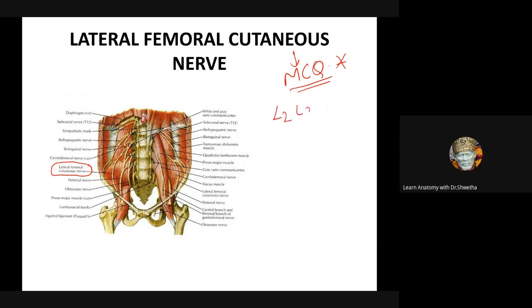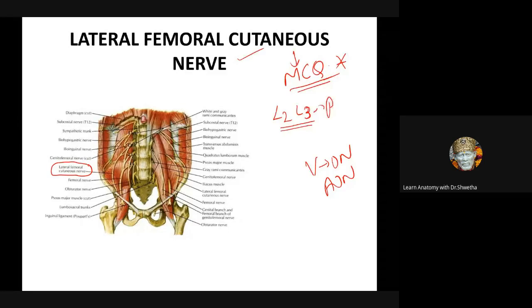Excellent. Students, don't get confused. It is the posterior division of L2 and L3 that will form the lateral femoral cutaneous nerve. Now, this is an MCQ question. In the lumbar plexus, from the ventral division, you only have the obturator nerve and the accessory obturator nerve. Everything else is from the posterior division. Don't get confused with this. So, this is from the posterior or the dorsal division.